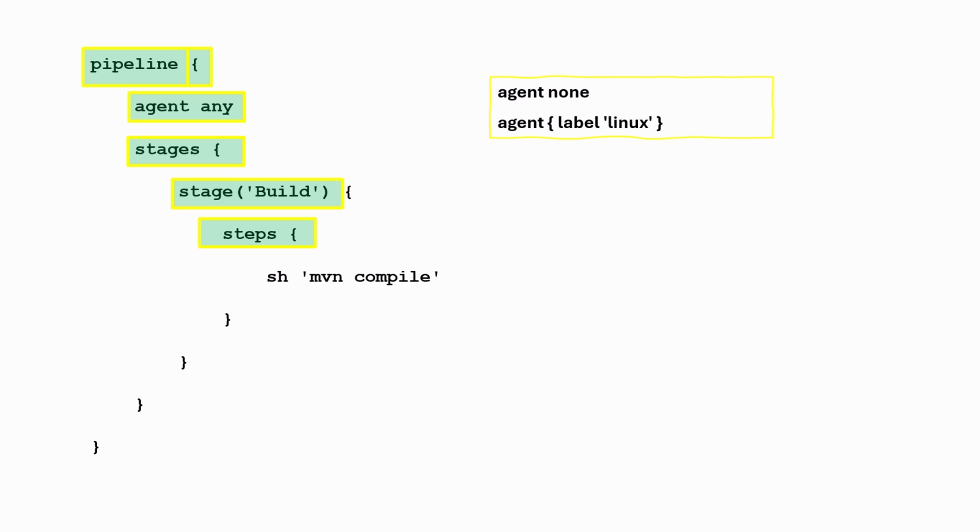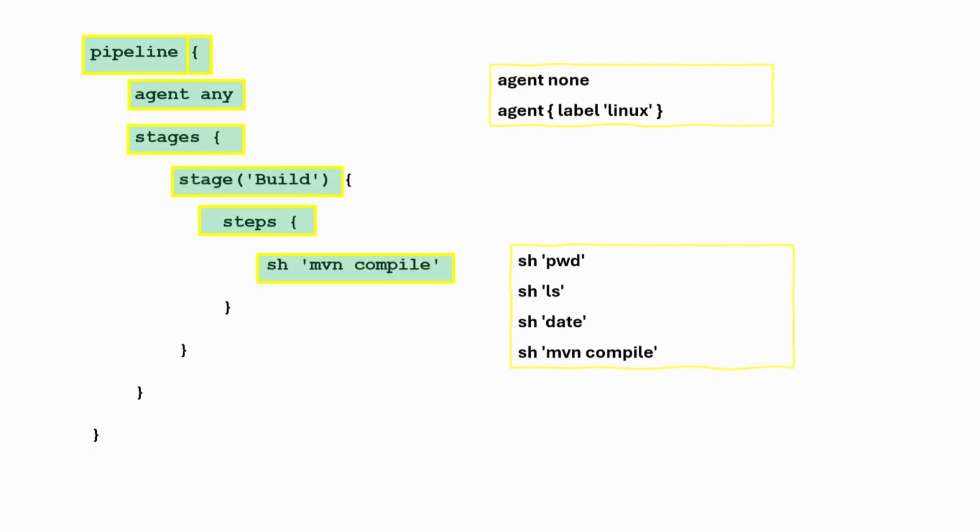The word sh means execute a Linux shell command. Everything inside the quotes is passed directly to the Linux terminal. For example, sh and then pwd. This prints the current directory. If Jenkins runs on Windows, we usually use bat instead of sh because Windows uses batch commands rather than Unix shell. Now let's review the entire Jenkinsfile from top to bottom.